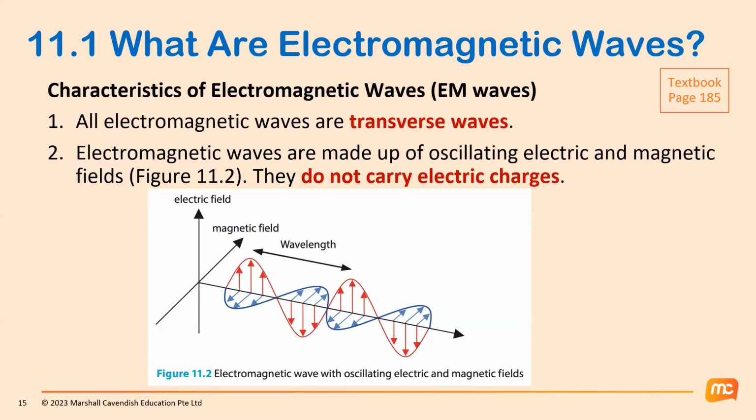Now we move on to the properties of EM waves. You need to know that there are some properties that all the 7 waves inside the EM spectrum will obey. The first one is that all the EM waves, the 7 of them, gamma ray, X-ray, all those, are transverse waves. None of them are longitudinal. All of them do not carry any charges with them. They are not positively charged, they are not negatively charged. They are just neutral waves.